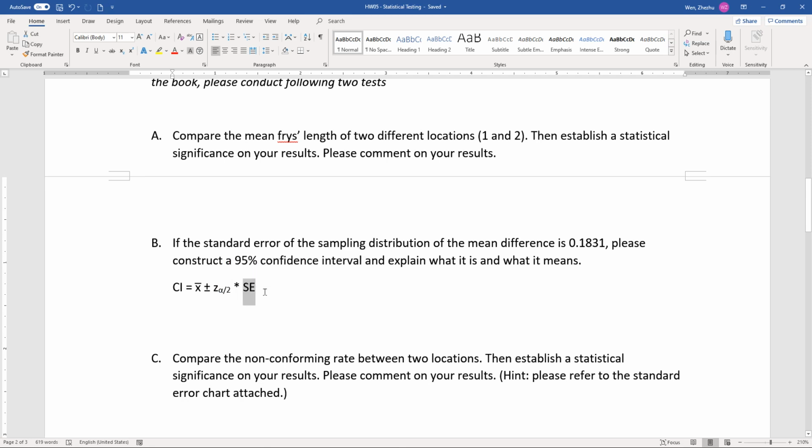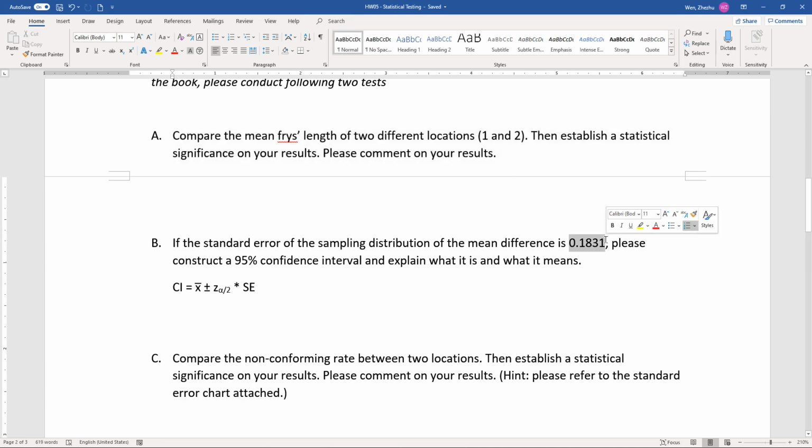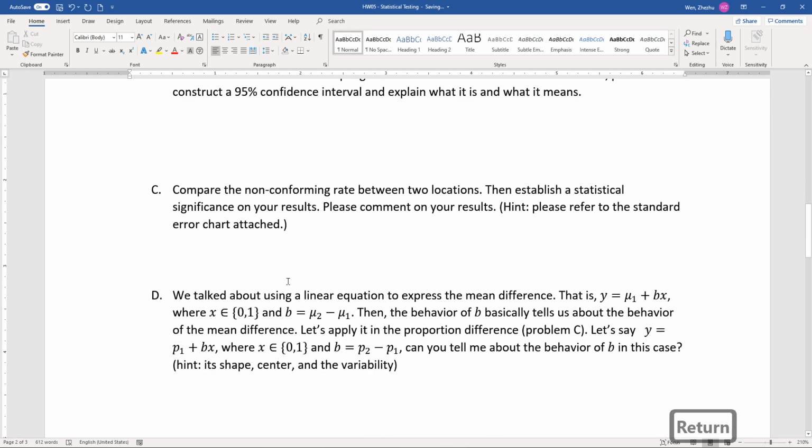The difficulty with question A is that it did not provide the standard error of the mean difference. That's the reason why I provided this. With this, you should be able to calculate the confidence interval, as long as you know what that is. I'm also asking you to explain what that is. Then compare the non-conforming rate between two locations, and establish a statistical significance on your result.